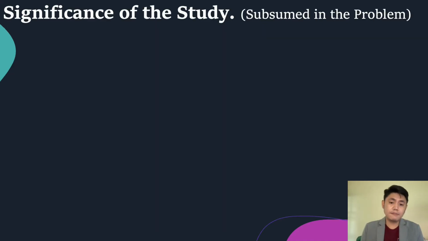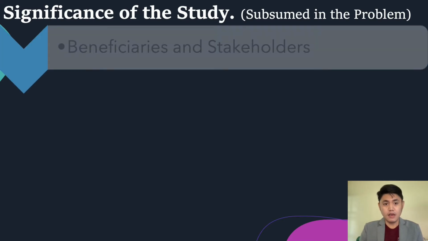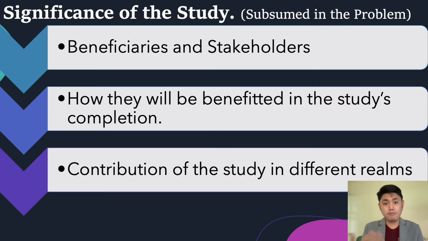Now, the next aspect of your research proposal or your research study is the significance of the study. This portion of your research proposal or research manuscript identifies the beneficiaries or the stakeholders who will benefit from the findings of your study. And in here, you are also expected to provide a description that corresponds to the benefits that these stakeholders will get from your research study.